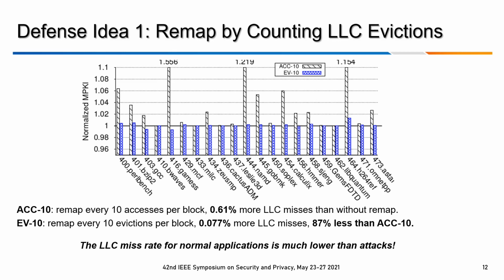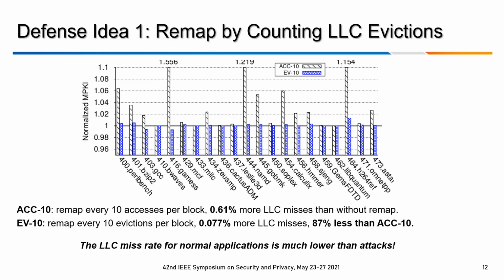ACC10 refers to remapping every 10 accesses per cache block, while EV10 means remapping every 10 evictions per cache block. The overhead in terms of miss rate caused by remapping is reduced by 87% if we count the remap period using LLC evictions. The overall overhead is marginal, 0.077% compared with no remap.